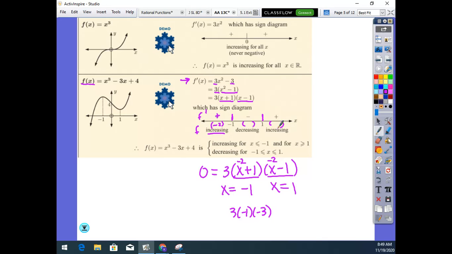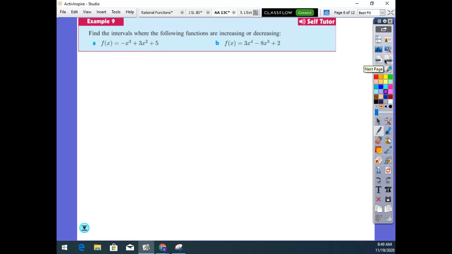So let's look at a couple problems. All right, so this one we just are using the equation. That's normally how it is. So you can't just rely on the graph. In order to find where something is increasing or decreasing, we have to look at the derivative.